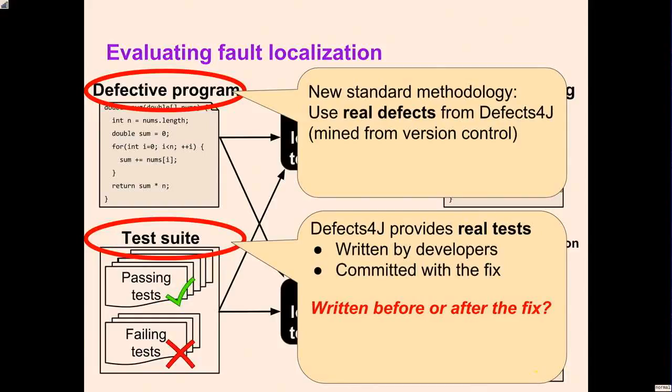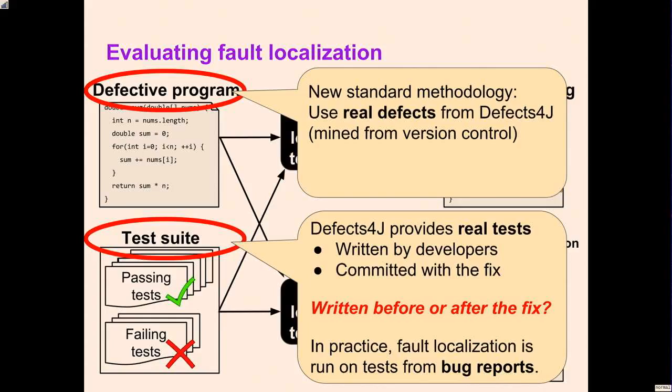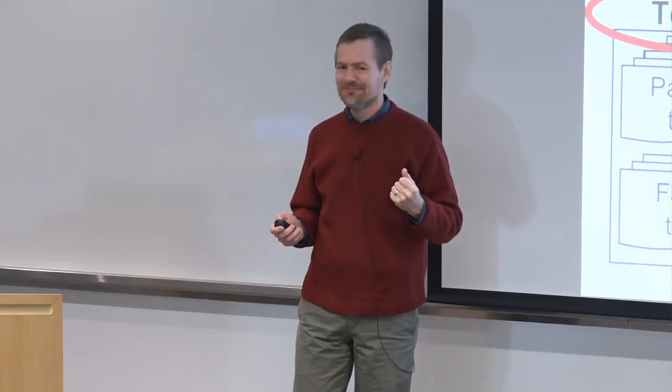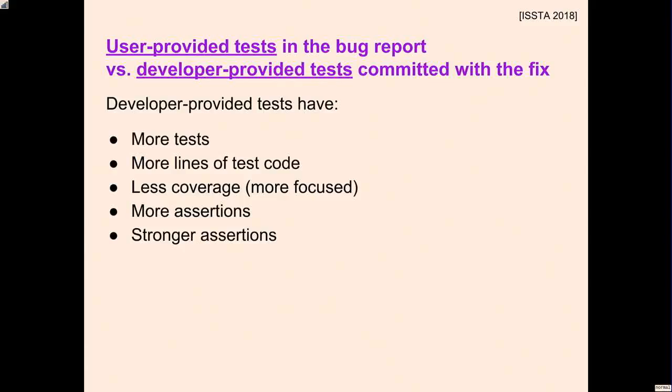When were those written? Were those written after the person had figured out what the fix was and had an understanding of the bug? Well, when you actually run fault localization, you're going to be running it on a user-submitted bug report from an issue tracker, not on some idealized test that the developer created after the fact. Uh-oh. So we took a look at the difference between user-provided tests that are from issue trackers and developer-provided tests that are committed with the fix.